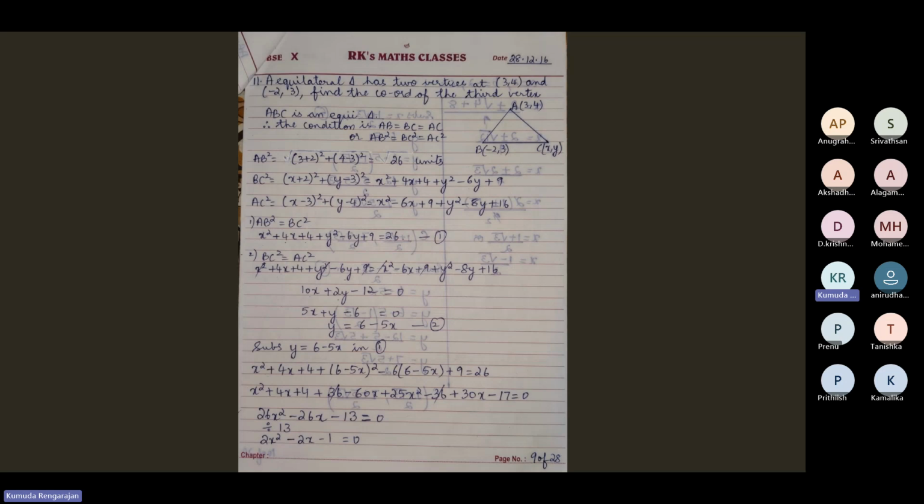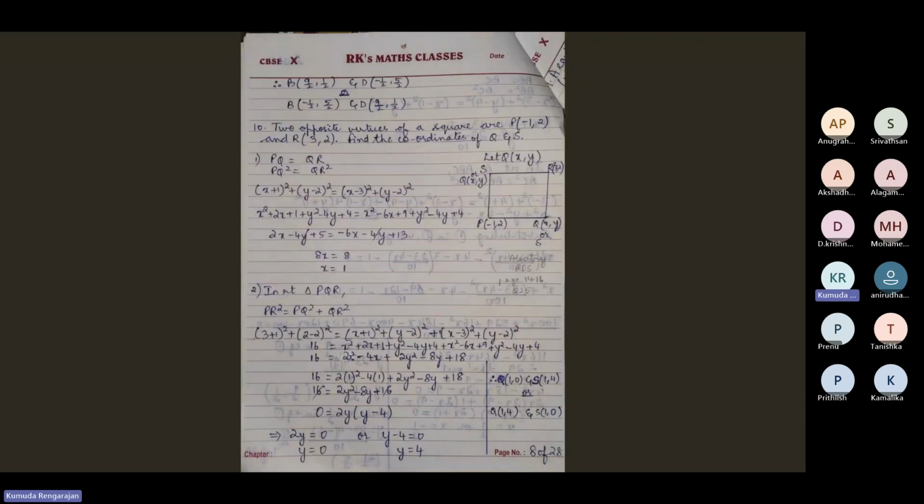An equilateral triangle has two vertices at (3, 4) and (-2, 3). Find the coordinates of the third vertex. Okay, so now we are looking for conditions. You need to construct some equation and work with the equation. So here, in an equilateral triangle, these are the conditions.